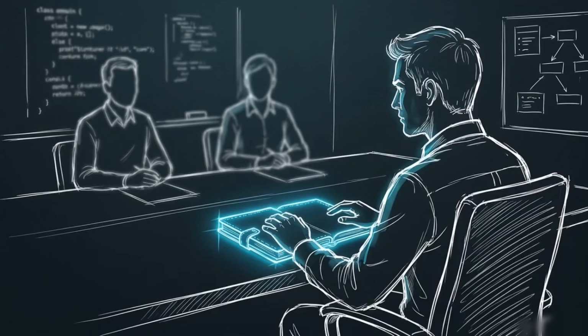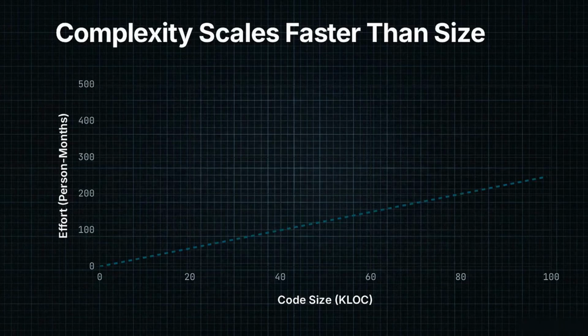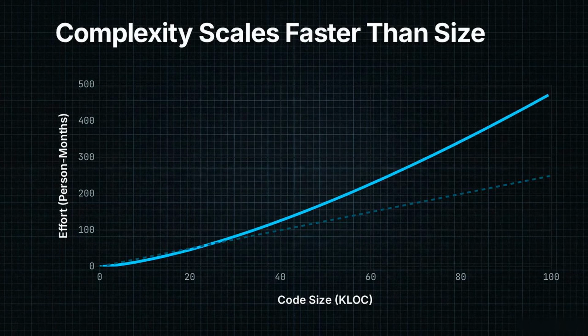This brings up a common interview question. If more lines of code require more work, why does COCOMO use an exponential formula instead of a simple linear multiplier?